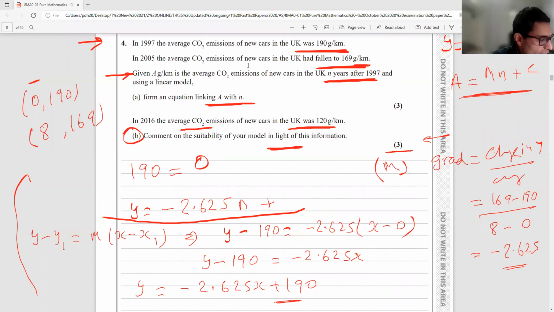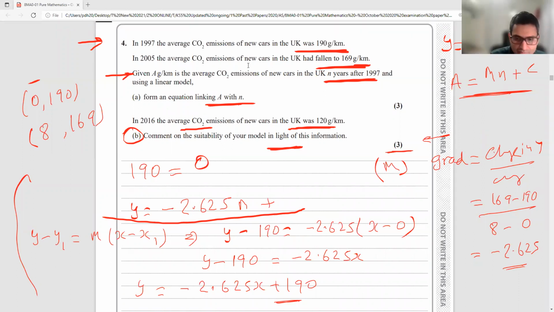Right, okay, guys, where we are up to now. So what is the value of A we are getting? And if you send me the value of A, we shouldn't be writing Y, guys. I wrote Y wrong. Look, I wrote A here. So this should be A, because we are linking A with N. So this should be N, right? We said N, so this should be N. A equals minus 2.625 N plus 190, because they ask us to link this way.